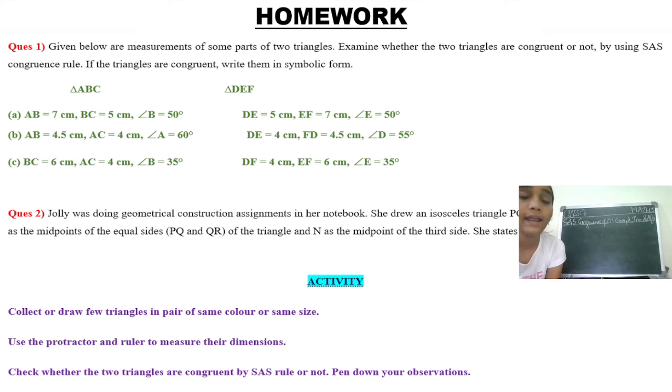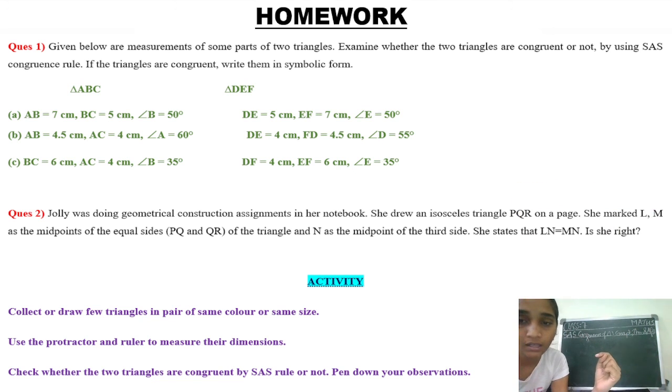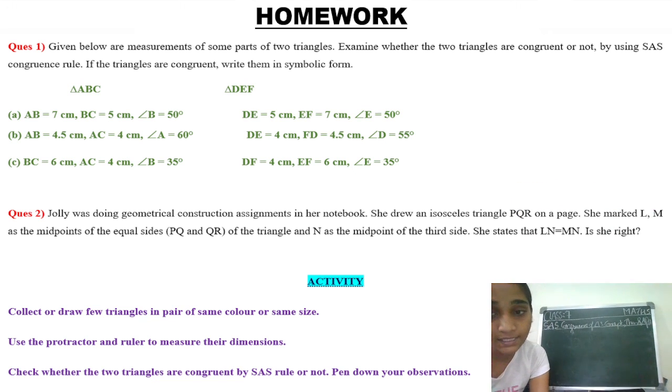Okay, and the activity students you have to perform is that collect and draw a few triangles by using some materials of the same color or same size. You can use the protractor and ruler to find out their measurements. What you will do, you will check whether the two triangles are coming out to be congruent or not, especially by SAS congruence rule. Okay, you have to examine for the SAS congruence rule.